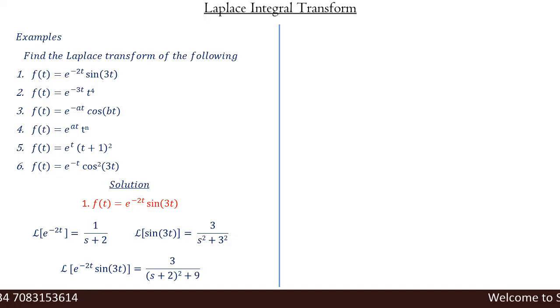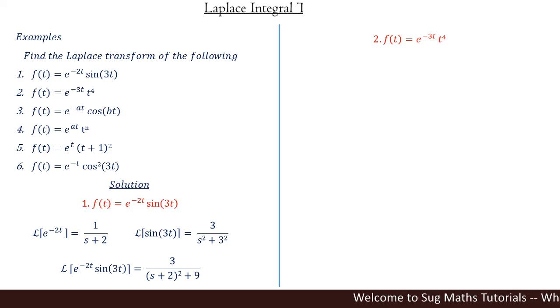Now let's take a look at the second one. From here, I think you will get this better. In the second one, we have f of t is e raised to the power of minus 3t multiplied by t raised to the power of 4. Now, let's take their Laplace transform, their individual terms, right?